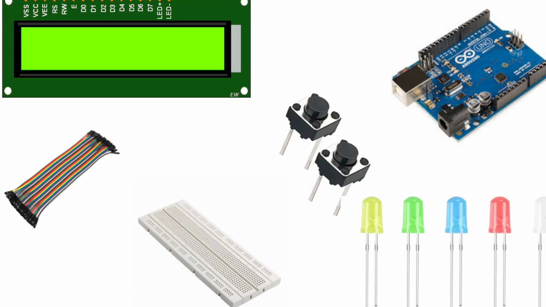Components used: Arduino Uno, LED connected to PWM pin 9, 2 push buttons, 16 by 2 I2C LCD, resistors if needed for buttons, jumper wire, breadboard. These are the components required for the project.